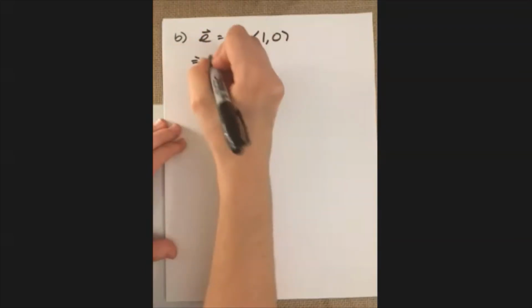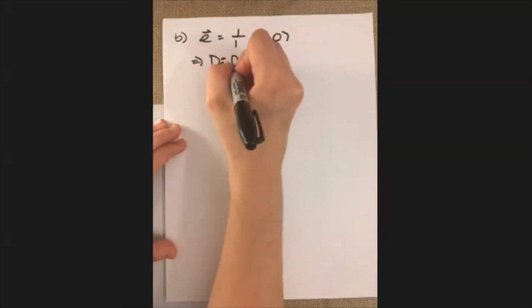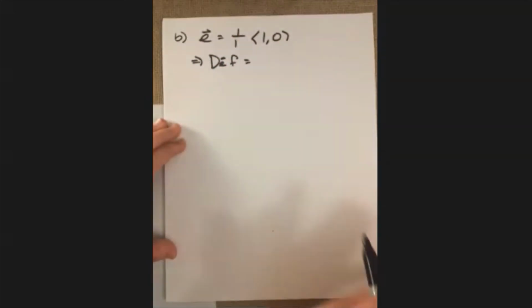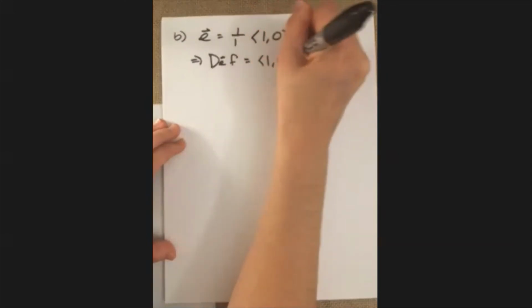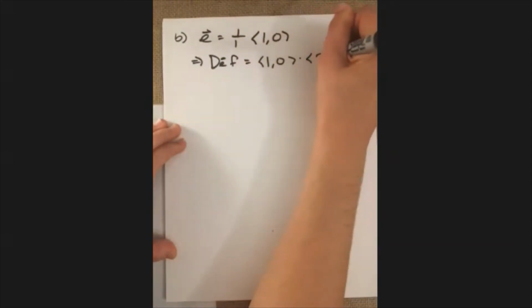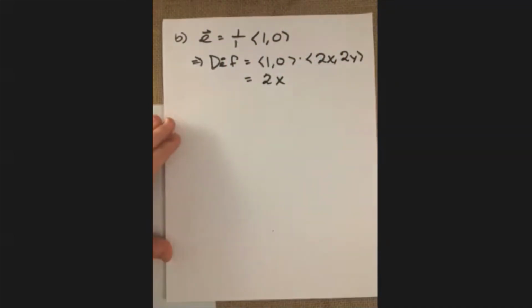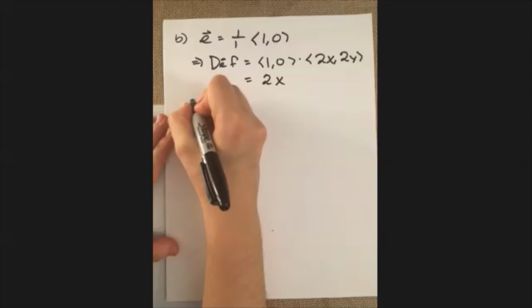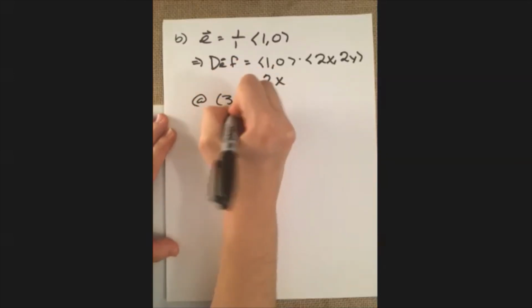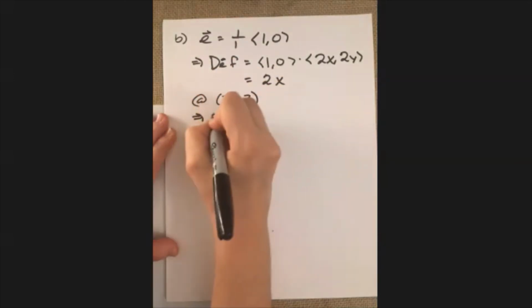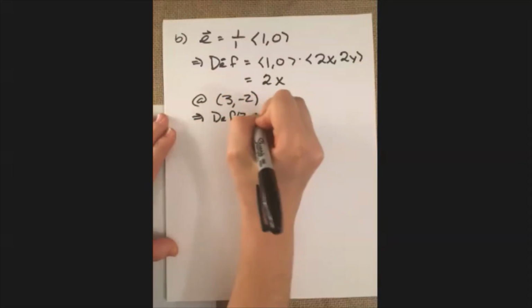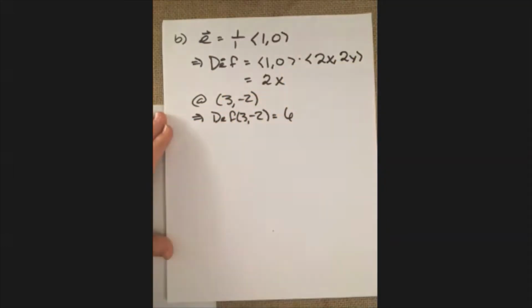Okay. So this is going to be (1, 0) dotted with the vector (2x, 2y). Well, that's just going to give me 2x. Okay. And if I evaluate at, say, the point (3, -2), then we have 6. Okay. Well, kind of remember back to what our gradient looked like.